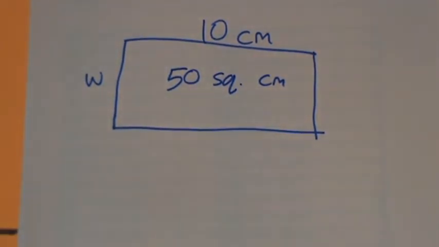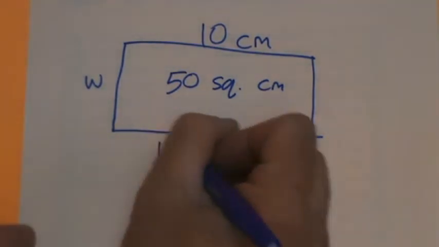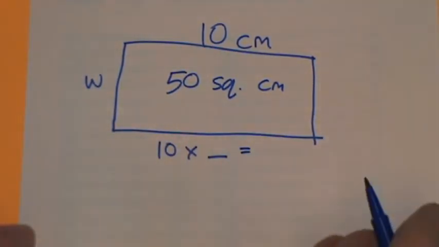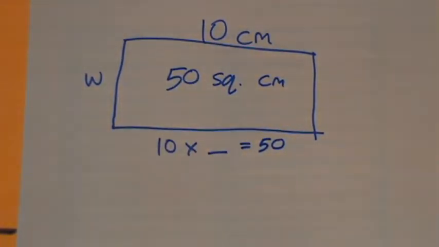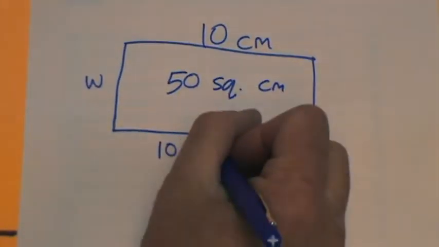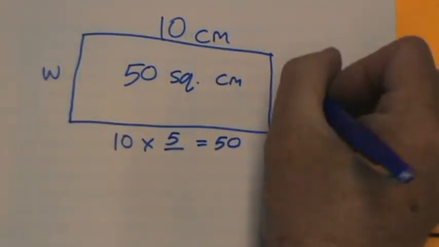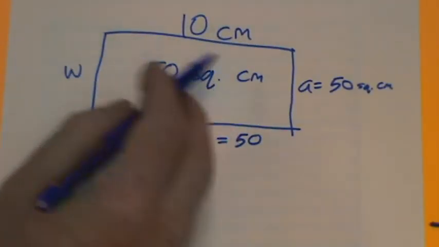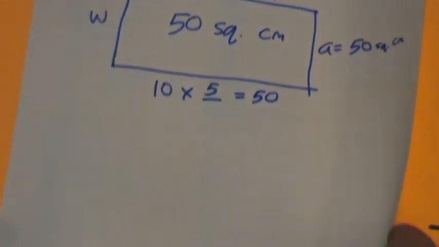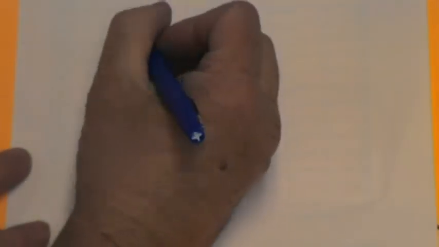I don't know. Here's how we figure it out. We go 10 times a number. Remember we did this in our fluency practice? Equals 50. What could that number be? Well, think about it. 10, 20, 30, 40, 50. So it must be 5, right? So the area would equal 50 square centimeters. That means there's 50 little centimeter squares inside that. Isn't that special? It's very special. Let's go over here and we'll do another one.